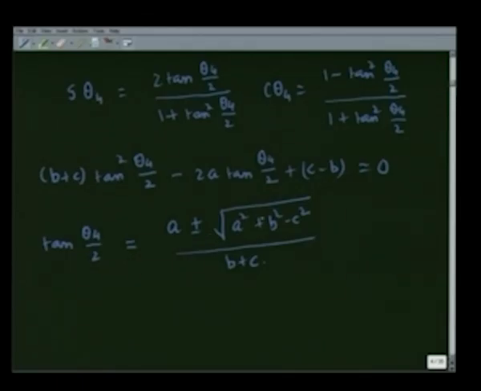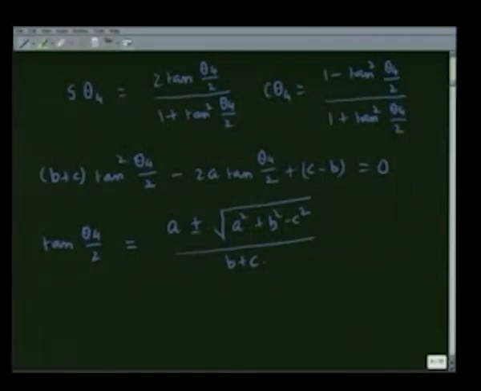be positive or negative. Of course, it can never be imaginary once the kinematic diagram is okay, that is, a 4R linkage has been made, a closed loop has been obtained, A, B, C will be of such values that this square root can never be of a negative quantity. So, we may get 2 positive, 2 negative, or maybe 1 positive and 1 negative.